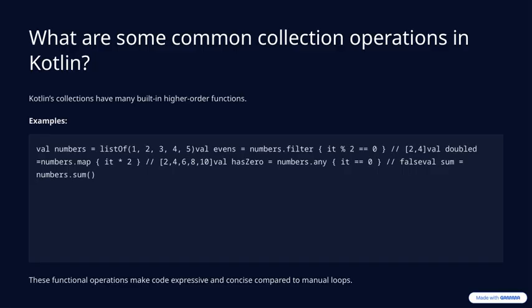Let's take a look at some common collection operations in Kotlin. Kotlin's collections come with a variety of built-in higher-order functions, which are incredibly powerful. For example, if we have a list of numbers like this, we can easily filter out the even numbers using the filter function. Notice how it takes a lambda expression, and in this case, it checks if each number is divisible by 2. The result is a new list containing only the even numbers, which is very handy.